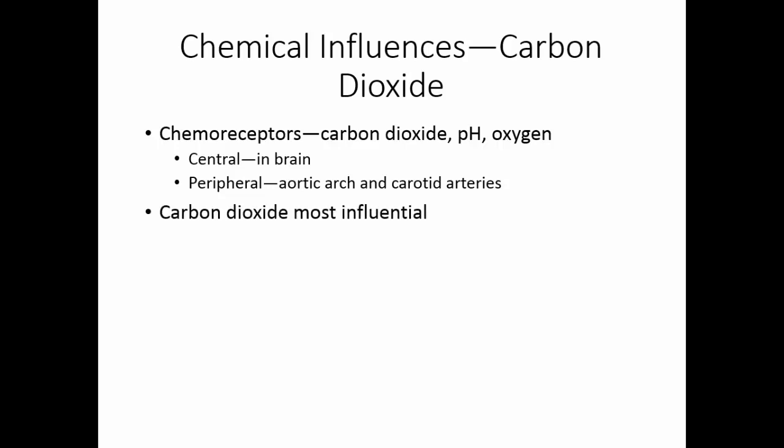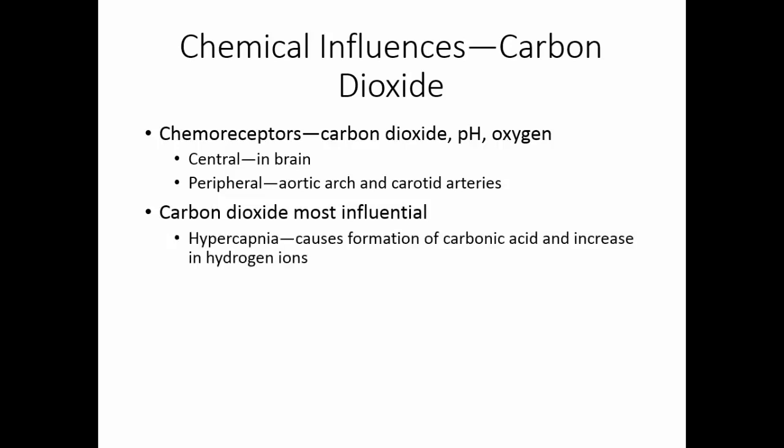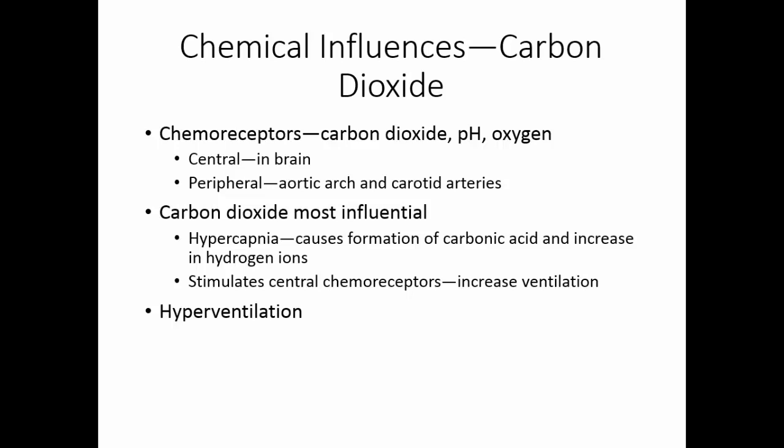Of all of the chemoreceptors, the carbon dioxide chemoreceptors are the most influential. Hypercapnia, or excessive carbon dioxide in the blood, causes the formation of carbonic acid. This increases the hydrogen ion concentration in the blood. This will stimulate the central chemoreceptors to increase ventilation. So while carbon dioxide is the initial cause, it's actually the hydrogen ion buildup that stimulates the central chemoreceptors.